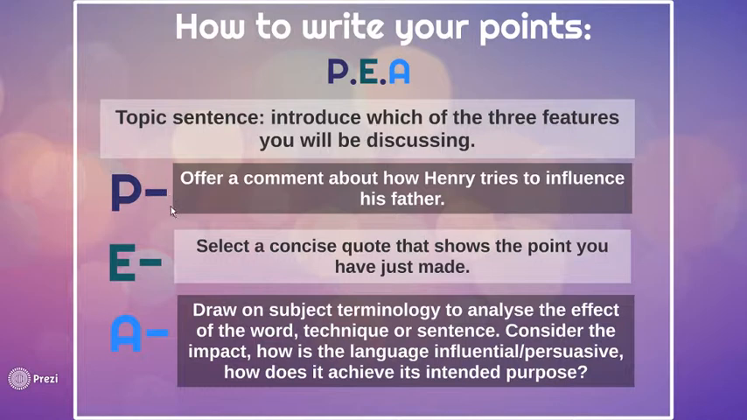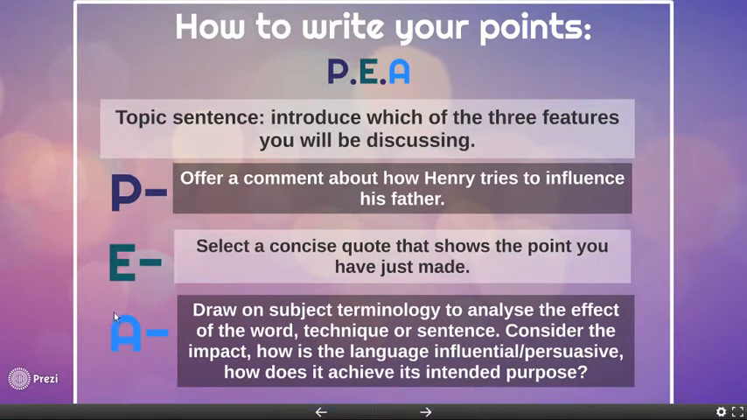You're then going to need to put forward your point, which is where you offer a comment about how Henry tries to influence his father. Then some evidence to back that up. Try to be concise with the quote. You don't need to put anything extra in there that you don't need. And then we're into the main chunk here, and the most important bit, where you actually analyse.